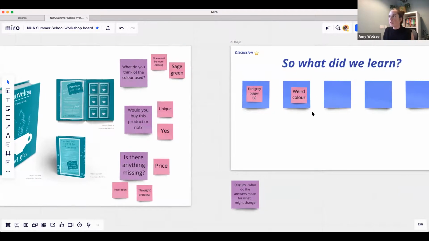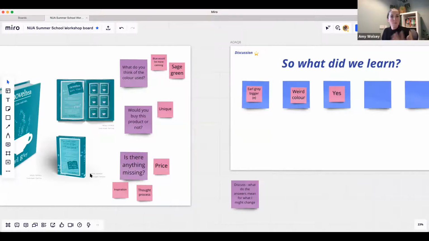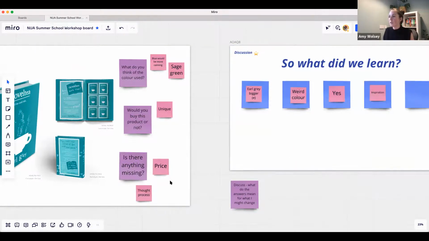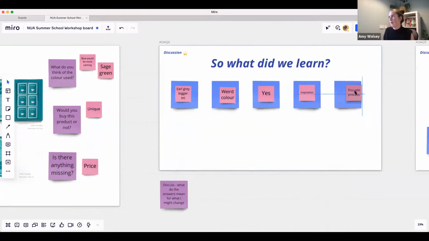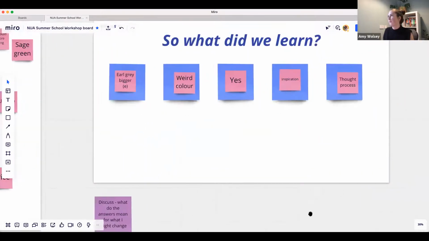Would you buy this product? Yeah, but maybe I want to know why. So there's a really great explanation here. I'm not 100% certain on what it is at first glance, but it's quite interesting to look at. So that's a really excellent explanation. Maybe I want to think about inspiration and thought process.